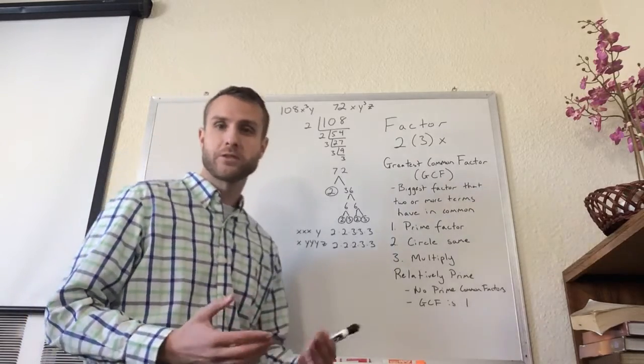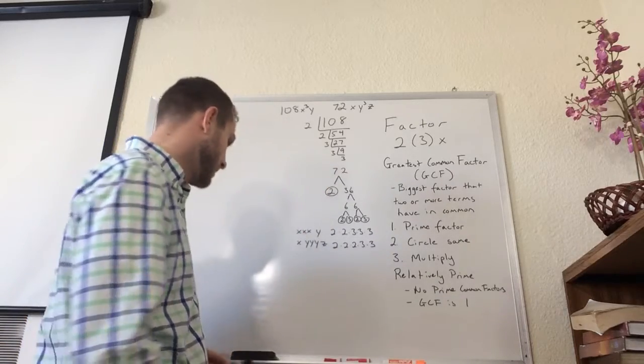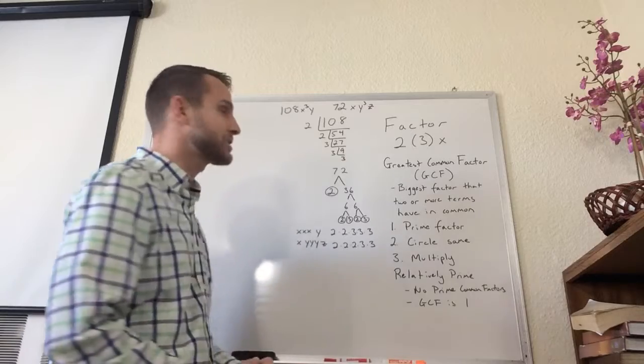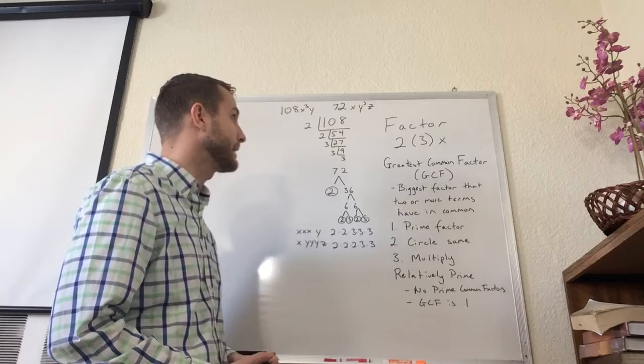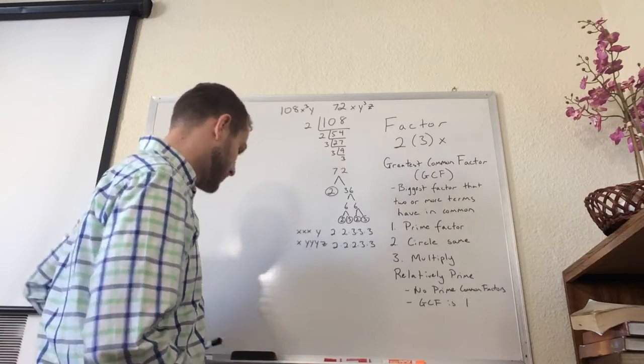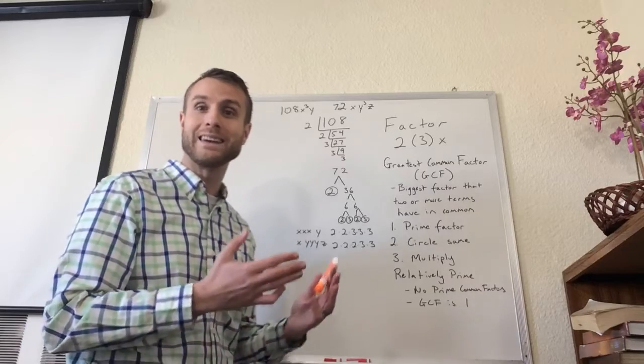Now we can also use this for terms. So I'm showing you here how to do that with terms. If I have two terms, 108x cubed y, and then the term 72xy cubed z, the first thing I'm going to do is do prime factorization for my numbers.